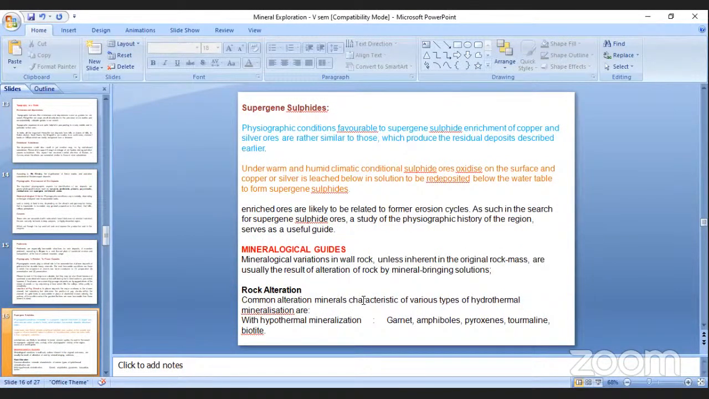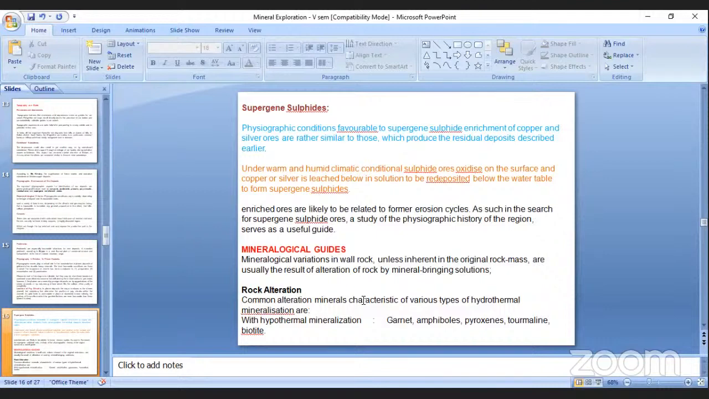And supergene sulfides. When you come to supergene sulfides, the physiographic conditions are particularly favorable to sulfide metals only, and again it has copper and silver ores also. And again, it is formed under warm and humid climatic conditions. It's related to sulfide ore oxidized on the surface, in copper or silver.